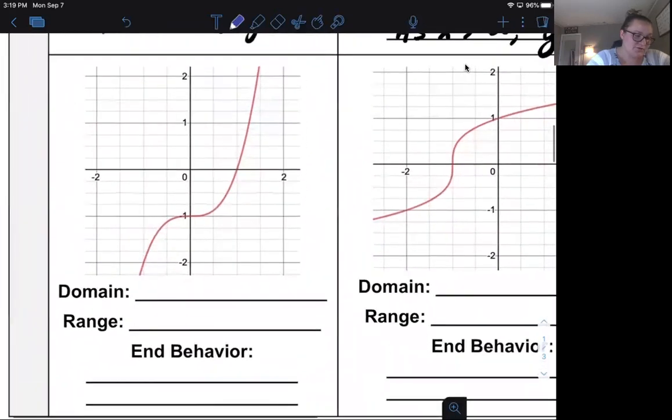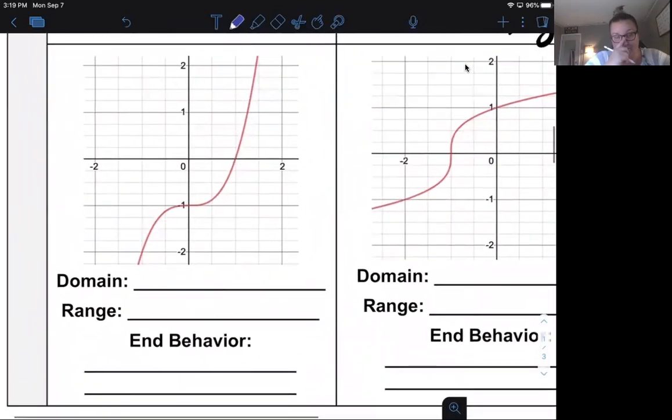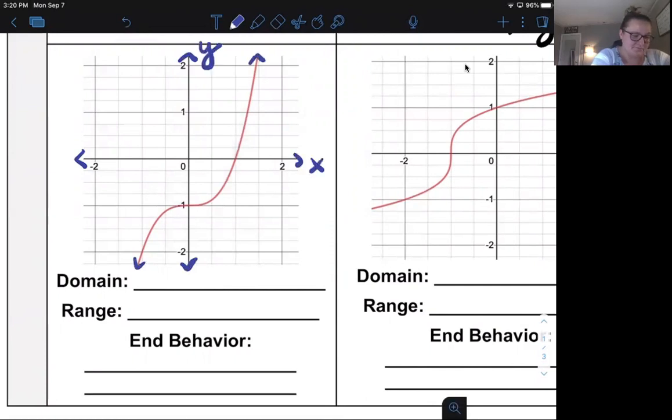So why don't you go ahead and try to describe the domain, the range, and the end behavior of this graph on your own. Let's quickly get these arrows and the labels we need. Sketch that graph real quick and then answer some questions about it.